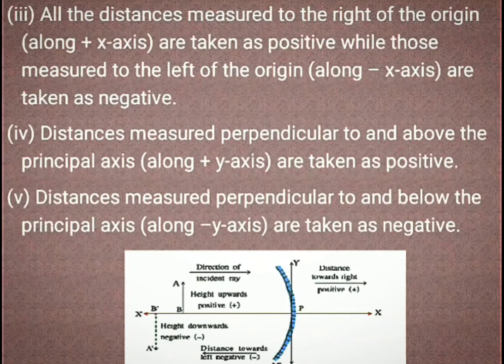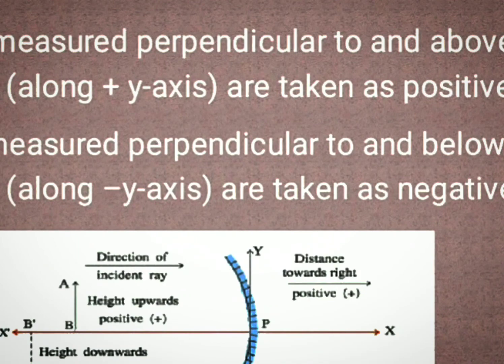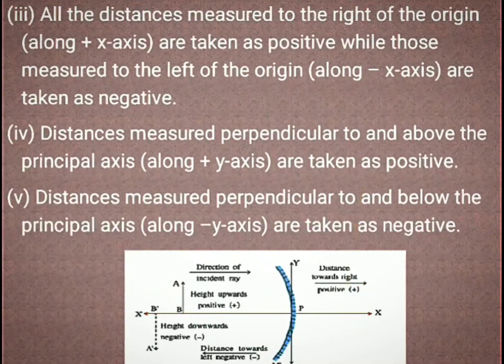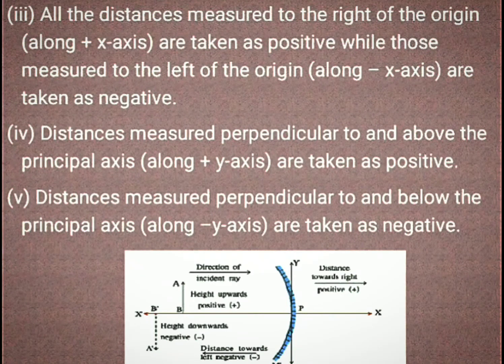Now distances measured perpendicular to and above the principal axis, that is the plus y axis, are taken as positive. Let's take an example of the height of the object, that is h. It will be considered positive because it is along the y axis. Whereas the height of the image, which is below the axis, that is the y dash axis, will be measured as negative. So distances measured perpendicular to and below the principal axis are taken as negative.